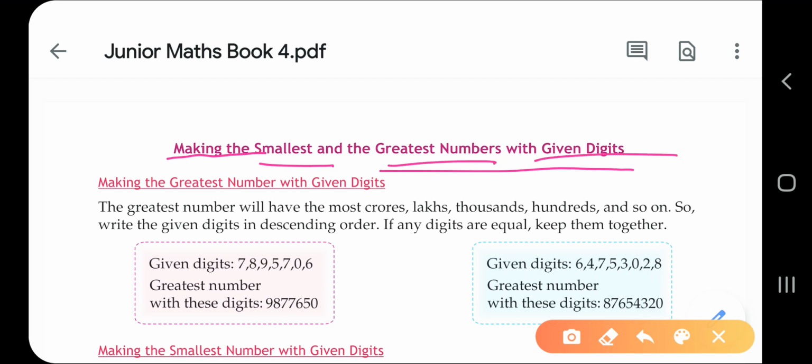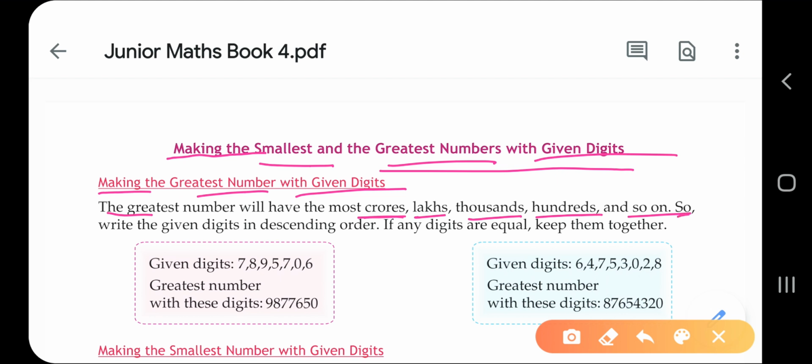So let's check how making the greatest number with given digits. पहले हम लोग सीखेंगे क्या, ग्रेटेस्ट नंबर बनाना. जो भी हमें डिजिट्स मिलेंगे उससे हम लोग सबसे बड़ा नंबर कैसे बना सकते हैं. Okay, so the greatest number will have the most crores, lakh, thousand, hundreds and so on. Okay, तो बिगेस्ट नंबर और ग्रेटेस्ट नंबर के लिए हम लोग का क्या चाहिए, करोड़ में नंबर होना चाहिए वो. Okay, and the rest periods.